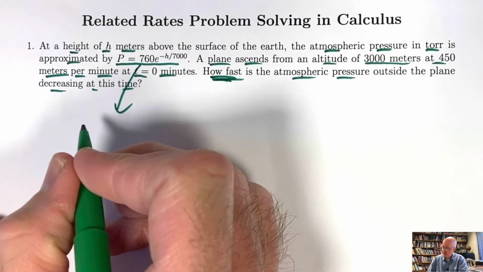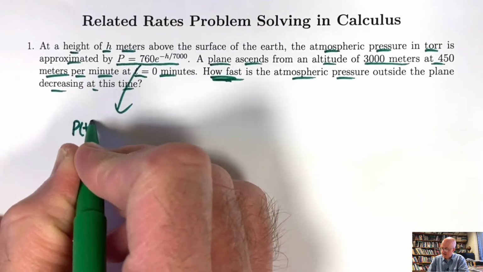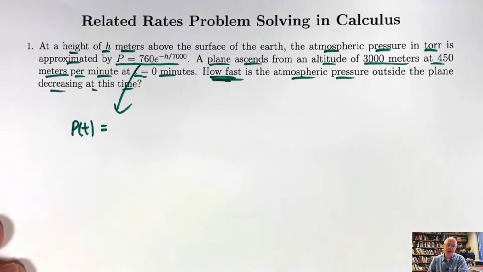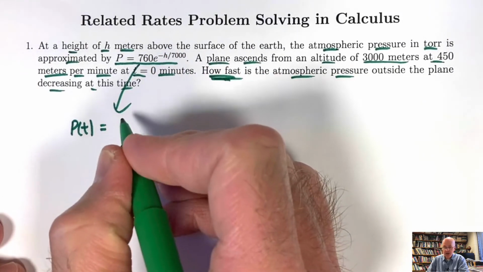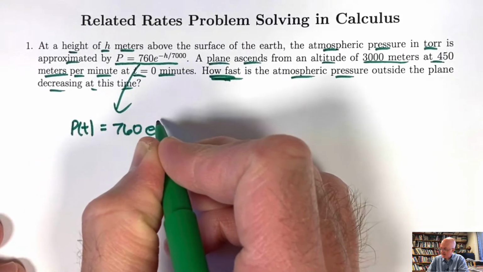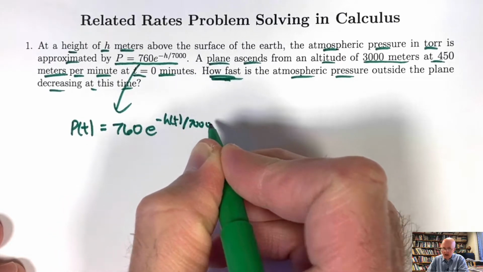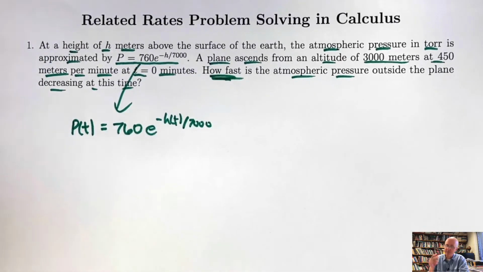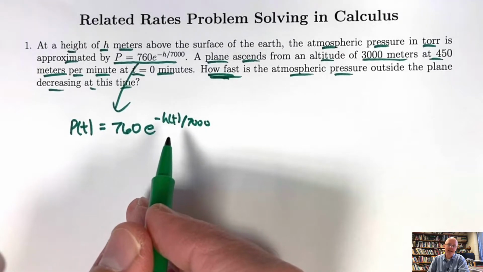And that's to use function notation. Replace the P with, say, P of t to emphasize that P depends on time. Replace the H with H of t. So you get P of t equals 760 e to the negative H of t divided by 7,000, to emphasize in your mind that for this plane, both pressure and the height depend on time.